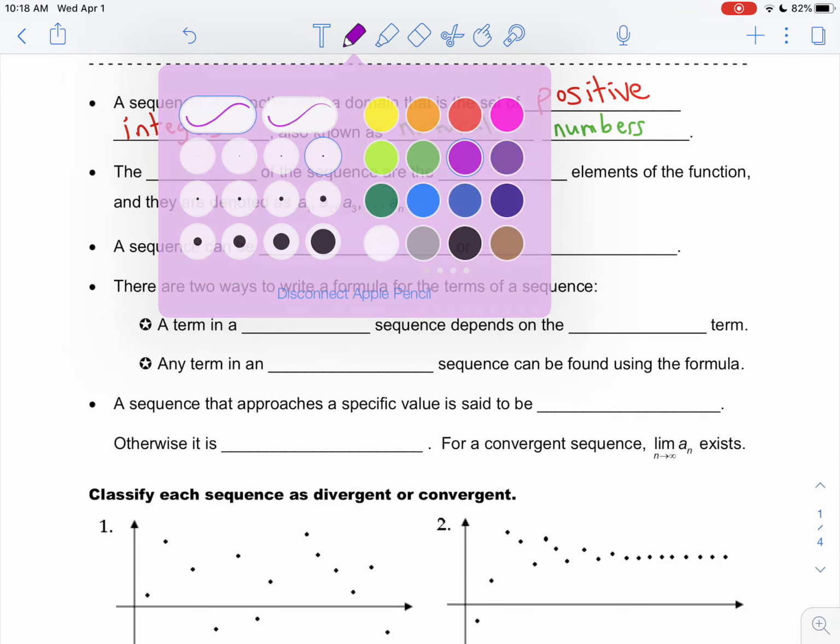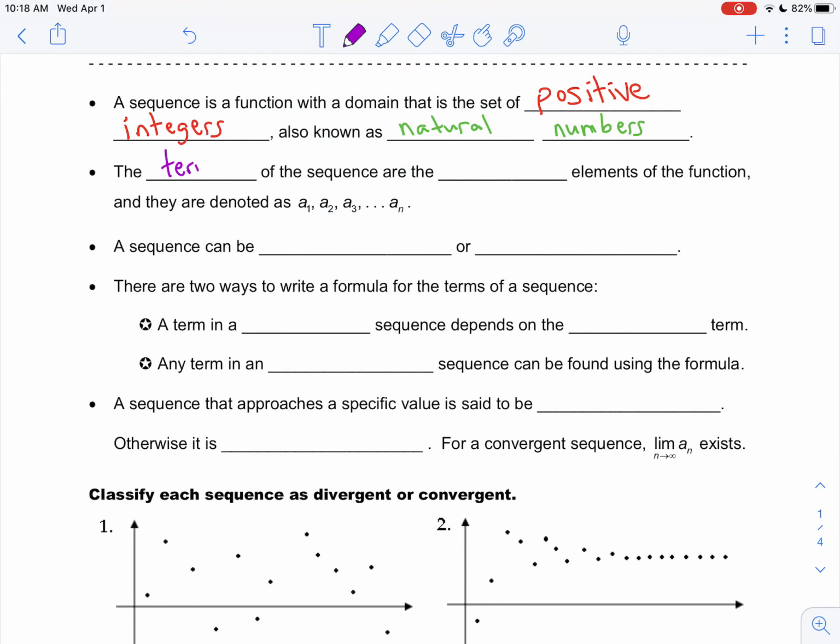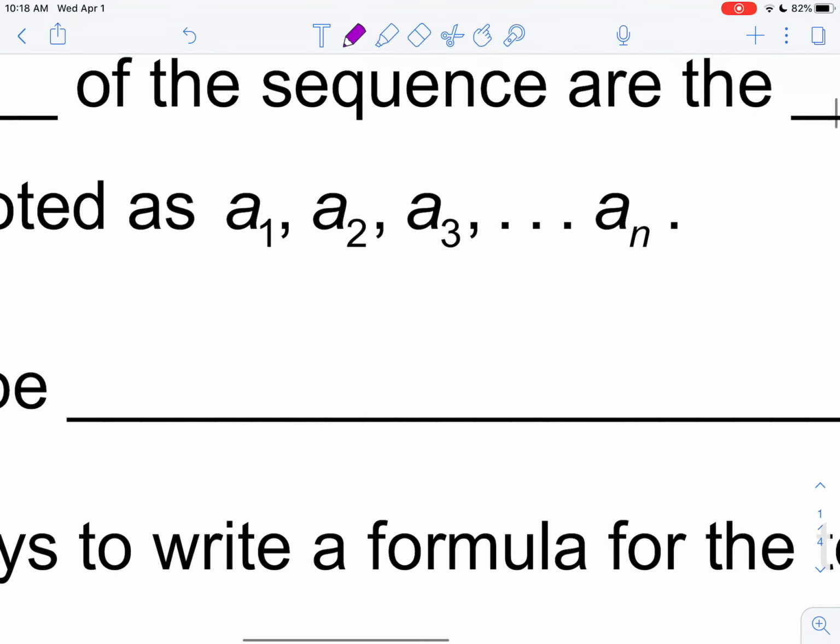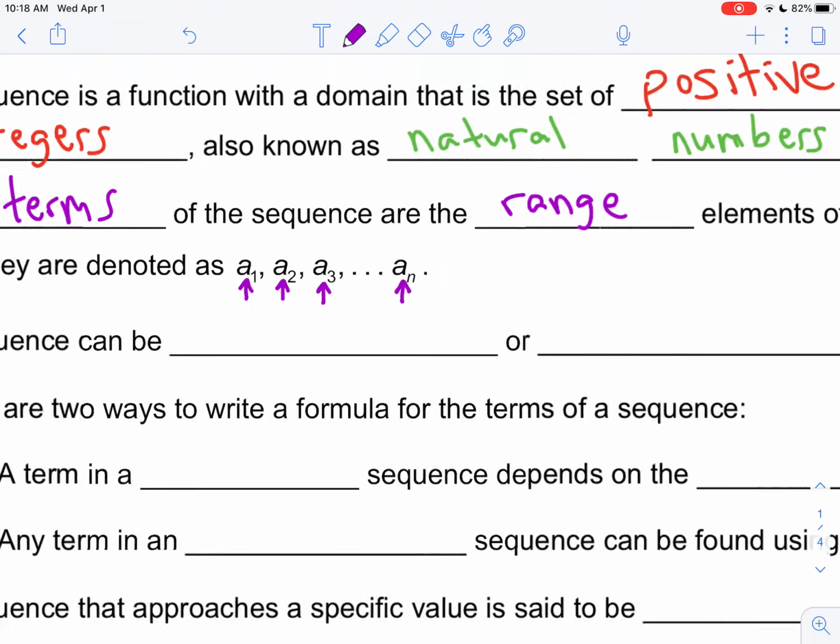And so we're going to use the word terms every single day. Those terms of the sequence correspond to the range or the output elements of the function. If we zoom in, this would be the first term, second term, third term, and then all the way up to the nth term, which will have some different formulas every day that we're practicing.